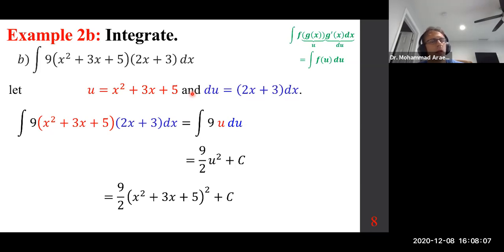So dealing with polynomial functions, my apologies, the more complicated one is normally the choice of a u substitution.